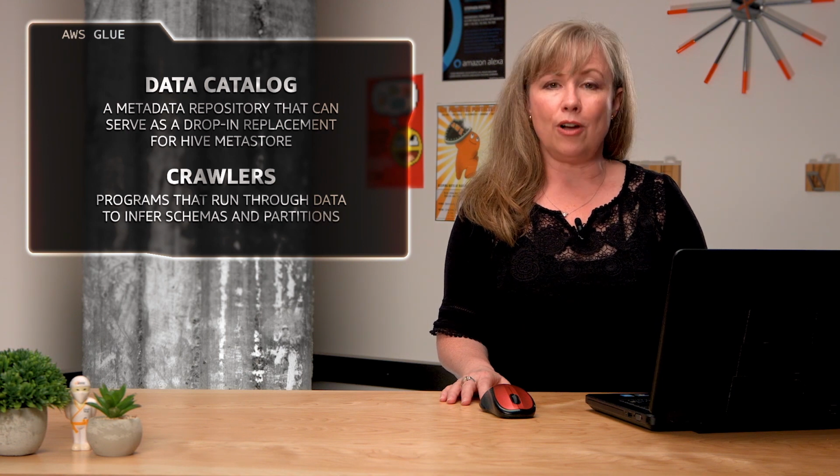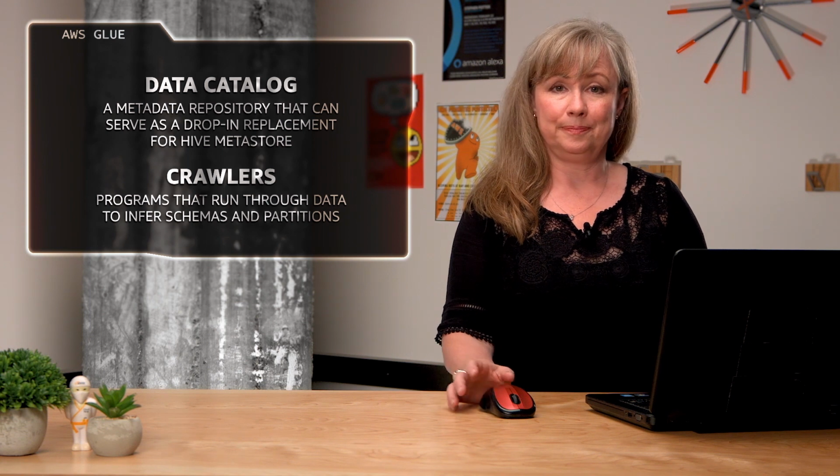Let's see how Glue can automatically infer the data format, schema, and partitions of this data and create a corresponding table entry in the Glue data catalog. The data catalog is a metadata repository that can also serve as a drop-in replacement for Hive Metastore. Crawlers are programs that run through your data and infer their schemas and partitions. Let's get started by logging into the AWS Management Console and navigating to Glue.